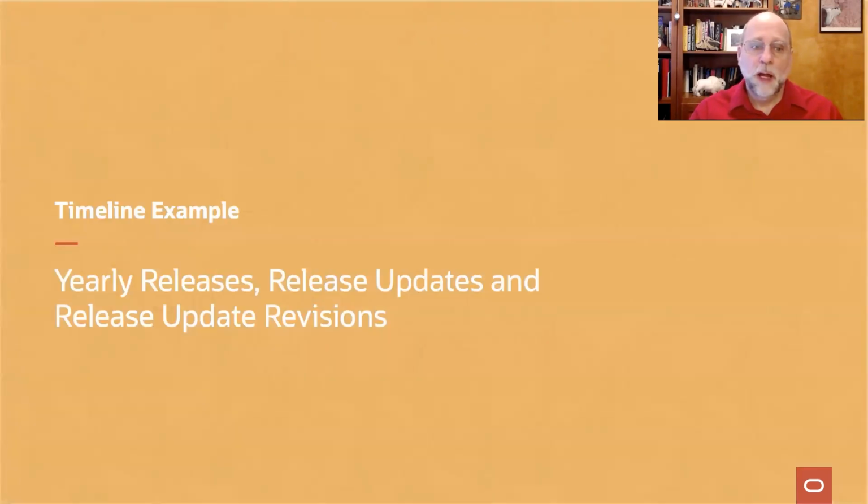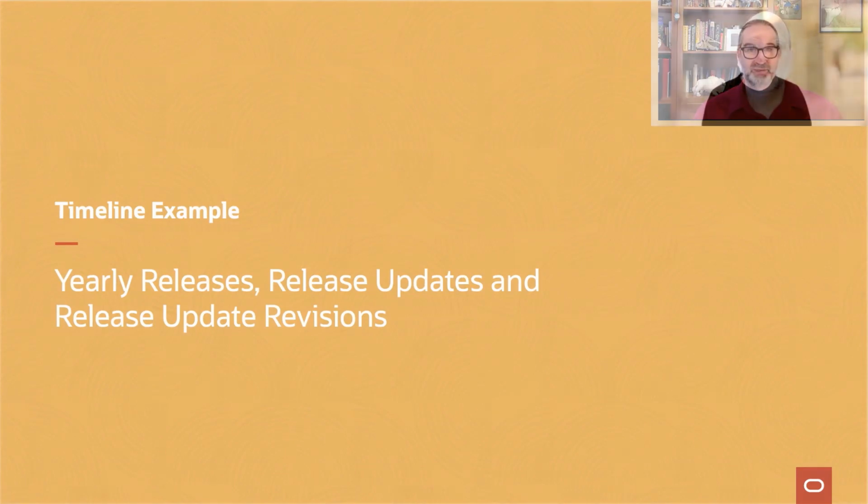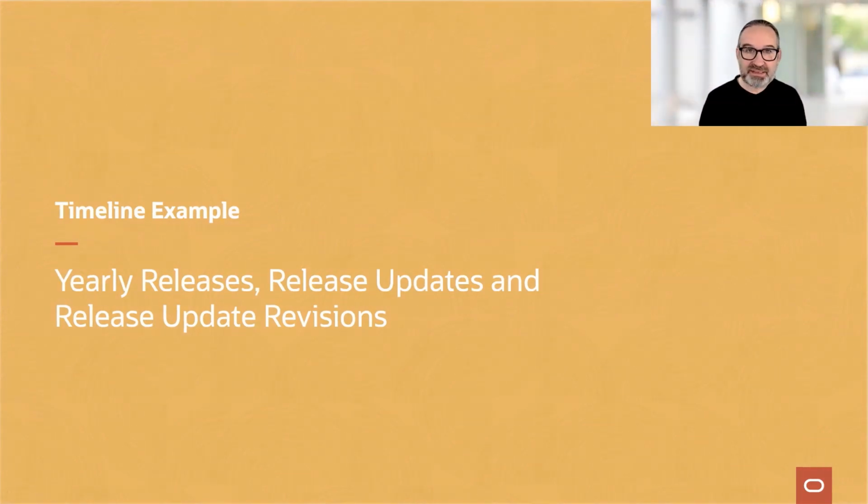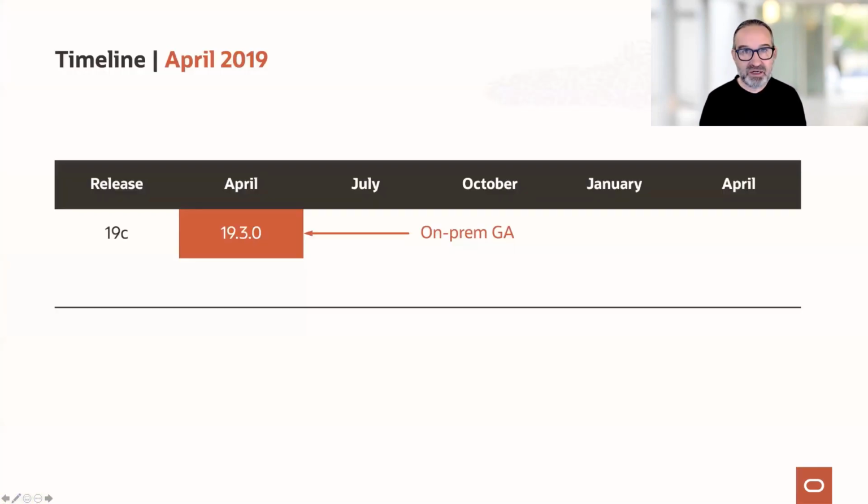So let's look at this in a slightly expanded example and look at how this plays out over time in your environment. Now let us explain with a timeline example the release updates, the release update revisions, and the yearly releases. And for that example, I will use 19C here. So we start our time journey in April 2019. This was when 19.3.0, the on-prem release of 19C, became available.